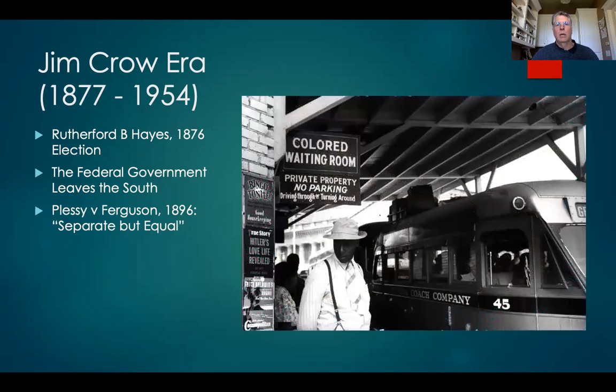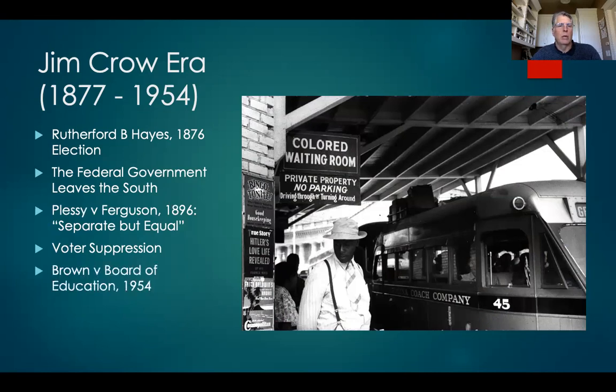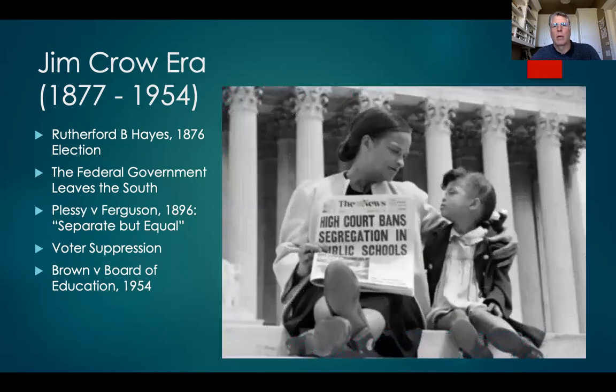Segregation, right? Color waiting room, white waiting room, color drinking fountain, white drinking fountain, white bus, black bus, voter suppression, right? Whether it was a poll tax or a written exam or fear of being beaten. And then, of course, that Jim Crow era, separate but equal, ended in 1954 with the Brown versus Board of Education decision, right, which gave everybody equal access to and equal opportunity to education, regardless of the color of your skin.